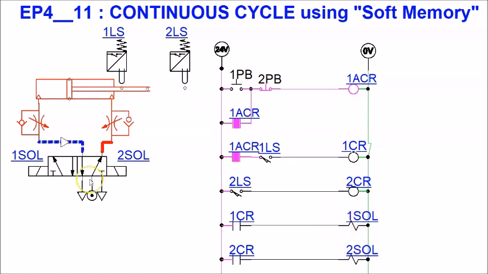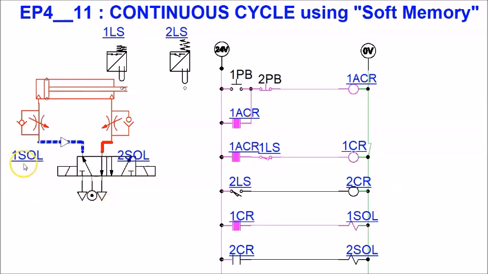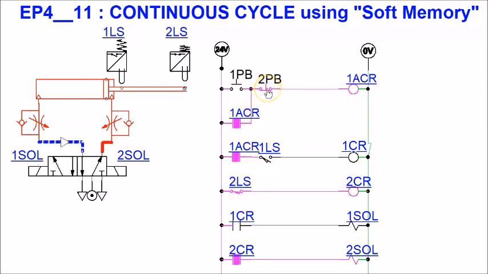Because this is a 5/2-way double solenoid directional control valve, you just need to energize the solenoid momentarily. So you can see the cycle just keeps on repeating, going on and on, as long as my ACR coil is being energized. Now I'm going to stop this cycle by pressing 2 PB. When I press 2 PB, ACR will be off. So even though later on the cylinder retracts back to the retracted position, 1LS is normally open held closed, 1CR will still be off, as you can see. So the cycle has stopped.